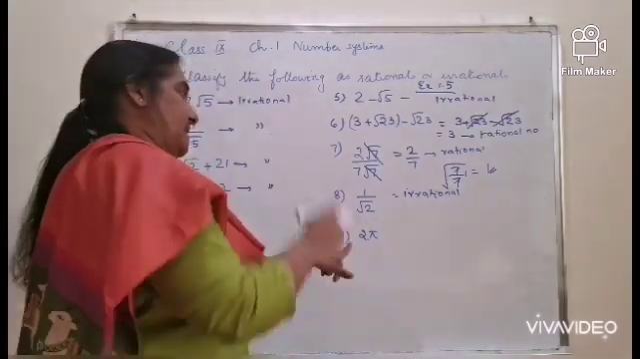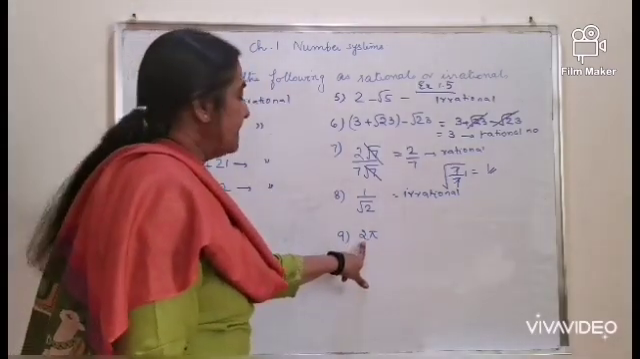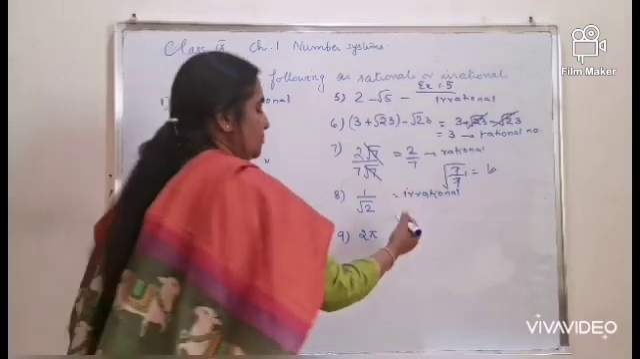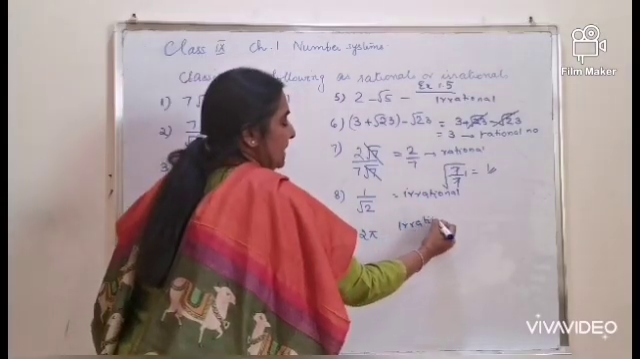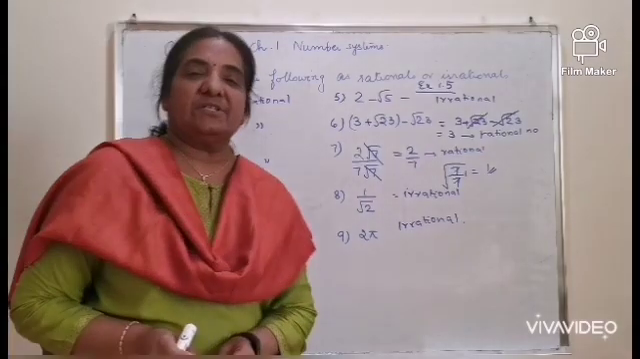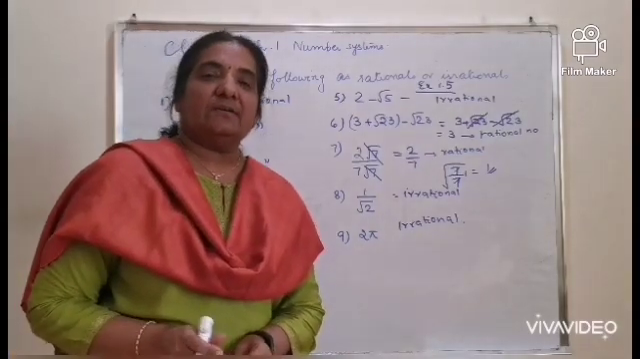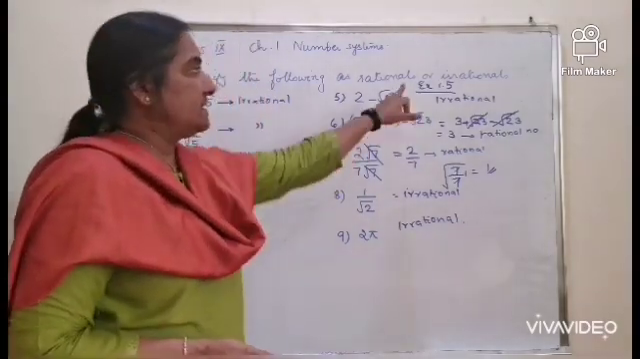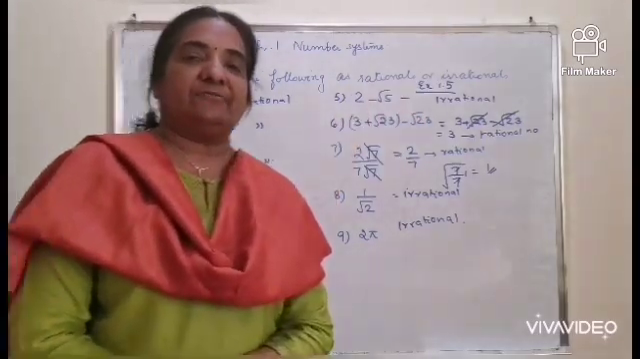2 into pi. 2 is a whole number. Pi is an irrational number. 2 pi is always an irrational number. These are the 5 questions in your textbook. Question number 1 of exercise 1.5.